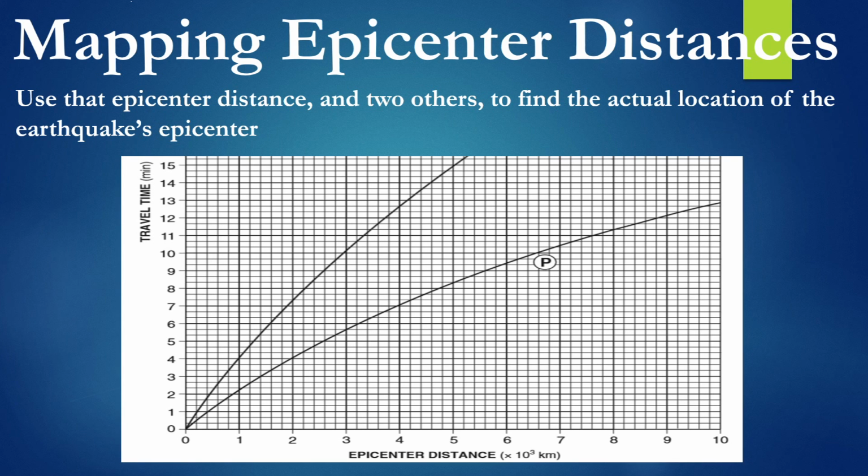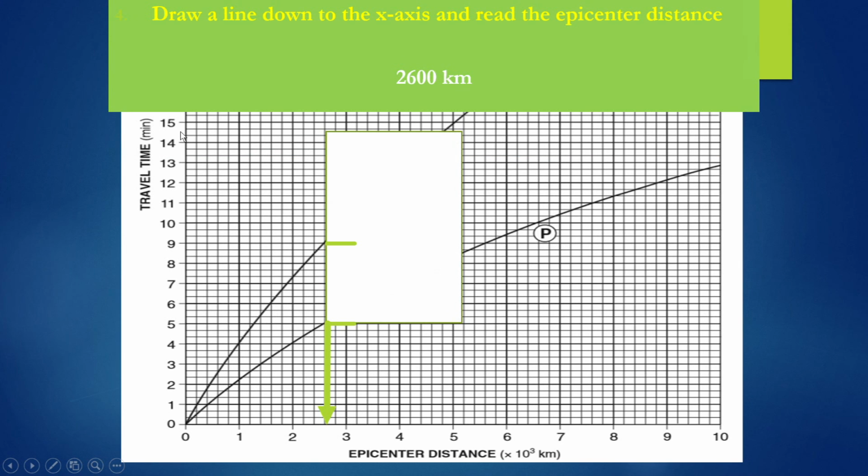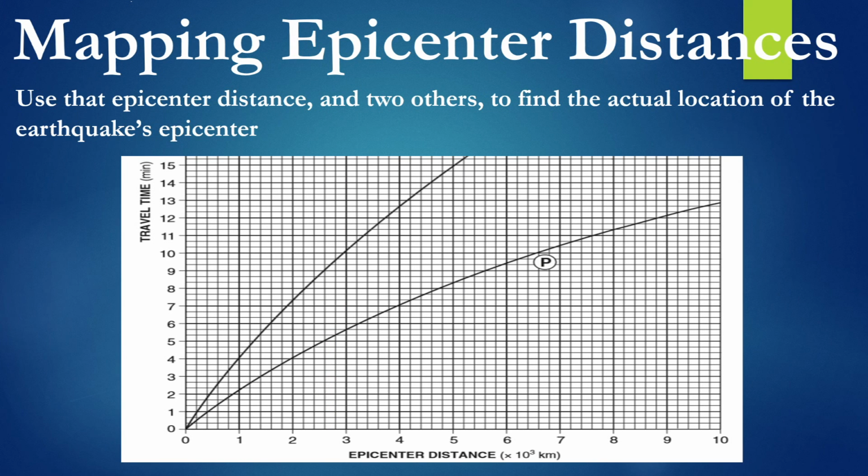So the whole point of doing all this is to actually find the epicenter. When we find this epicenter distance, that only tells us the distance from the recording station to the earthquake itself. It doesn't tell us the exact location though. So what you have to do is use the epicenter distance you just calculated, and then do that 2 more times with 2 different seismographs and 2 different seismograms.